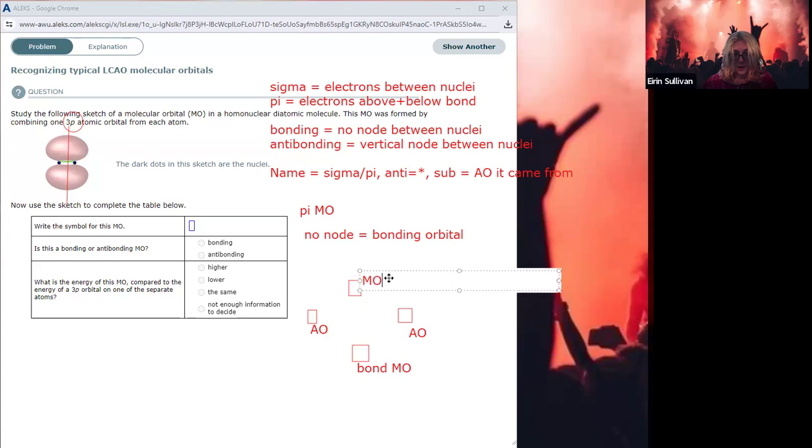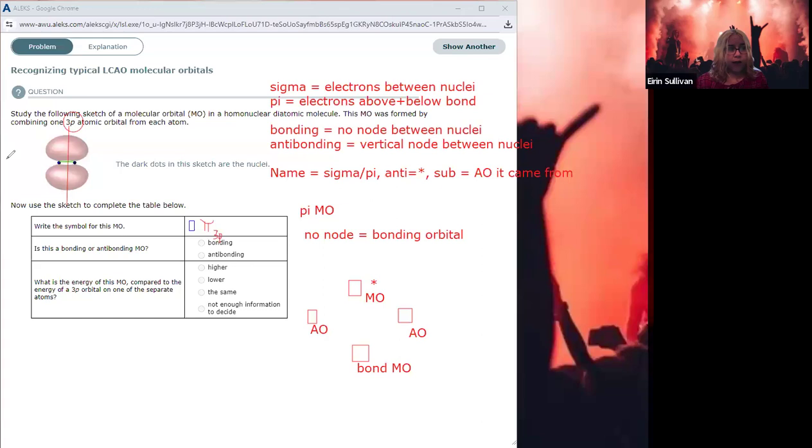Can we answer the questions now with what we've worked out? Write the symbol for this MO. To write the name, I'm going to try and draw it. We know that it's a pi MO, so I write pi. It's bonding, not anti-bonding, so no asterisk. Then the subscript is 3p because it's come from overlap of 3p atomic orbitals. That's all I'd have to write for that.